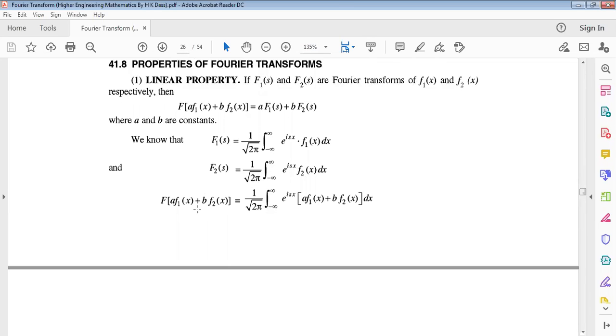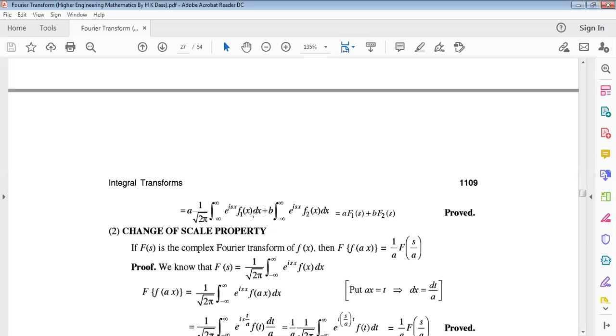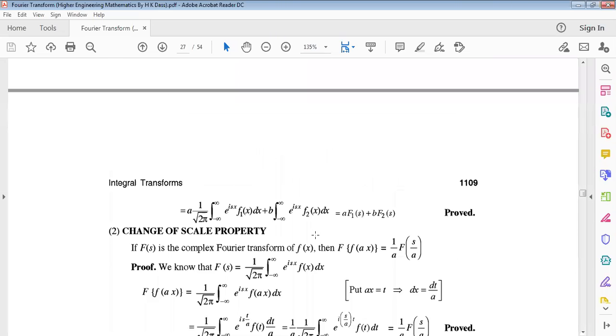Now just putting the values here, just changing the functional values. The Fourier transform of a f1(x) plus b f2(x) equals 1 by root over 2 pi, integral of (a f1(x) plus b f2(x)). Now multiplying by e to the power isx on both and taking the integration of every function, we get two integration terms. Therefore this equals a f1(s) plus b f2(s). Very easy, just putting in the functional values, we get the proof.